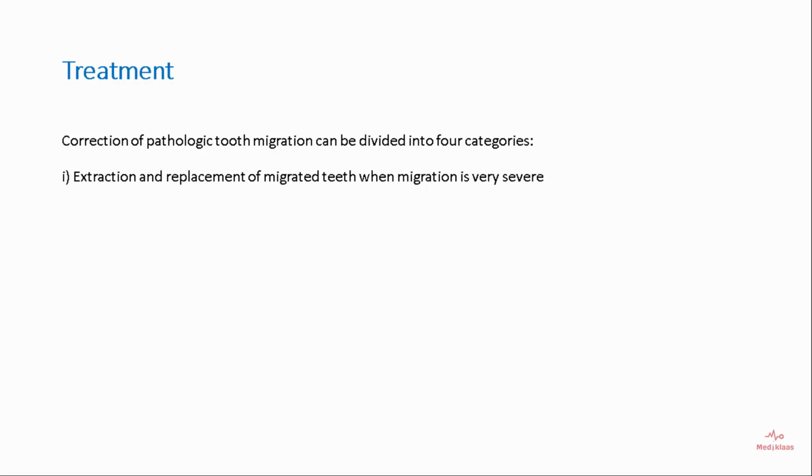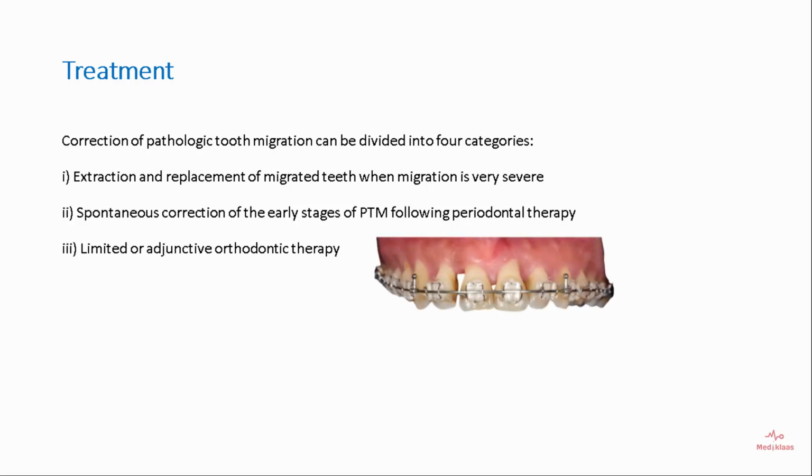So, treatment of pathologic tooth migration. Correction of pathologic tooth migration can be divided into 4 categories. First involves extraction and replacement of teeth when migration is very severe. Second is spontaneous correction of the early stages following periodontal therapy. Limited or adjunctive orthodontic therapy can be performed, or conventional orthodontic treatment can be performed to correct the pathologic tooth migration.